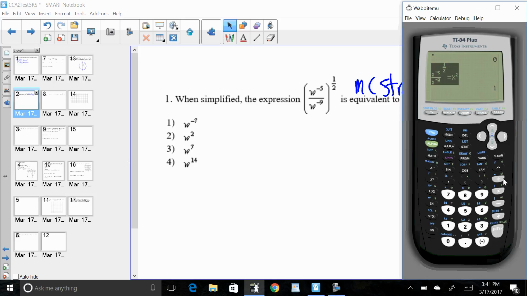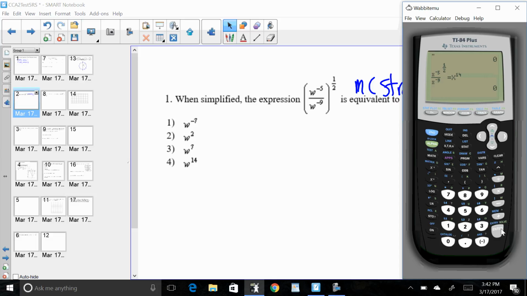I'm going to go through the rest of the choices to make sure that that's the only one, because in some circumstances it's possible you might get more than one 1. That's a 0, x to the 7th, and finally x to the 14th. Zero. So I got my answer.